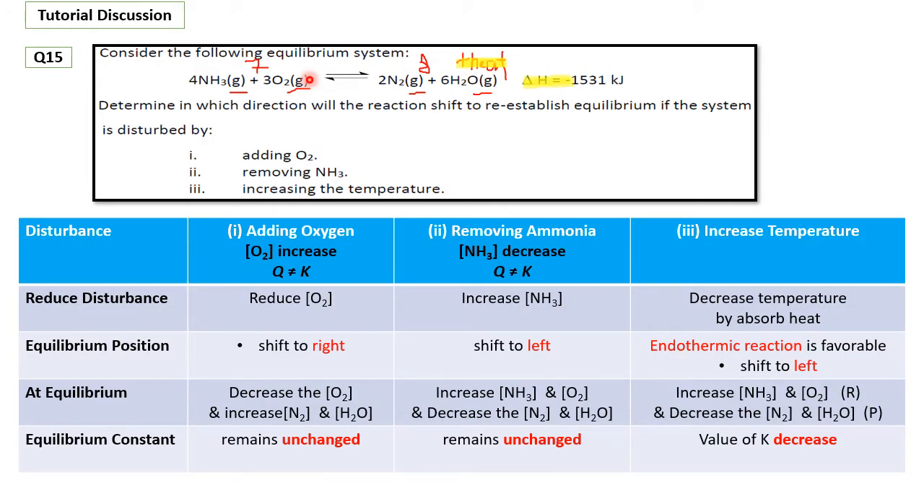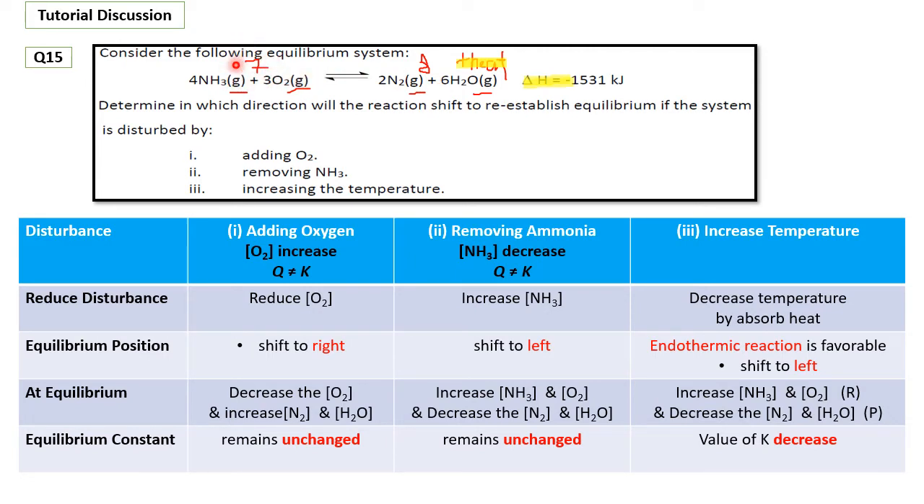Next is tutorial discussion. Question 15. Consider the following equilibrium system. The chemical equation is given. So step 1, we need to identify the phase. All of them are gas, homogeneous, okay? So we have to consider all the substances.